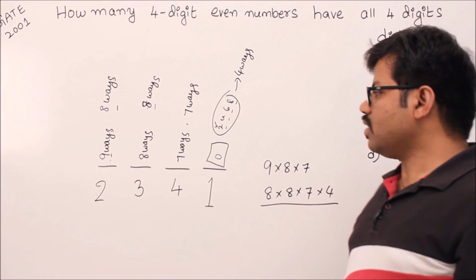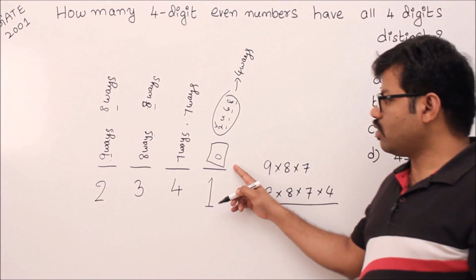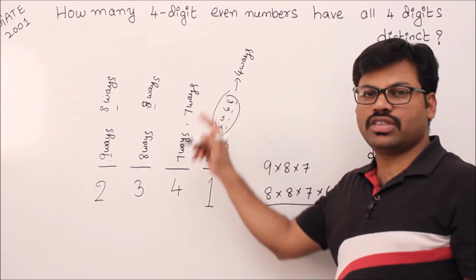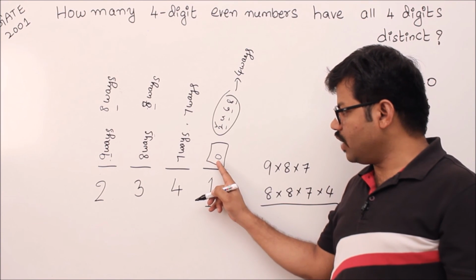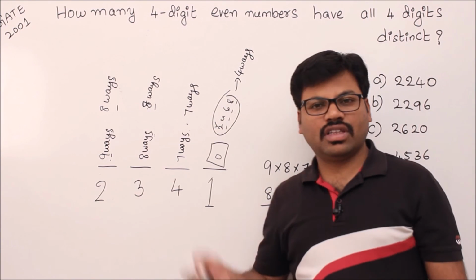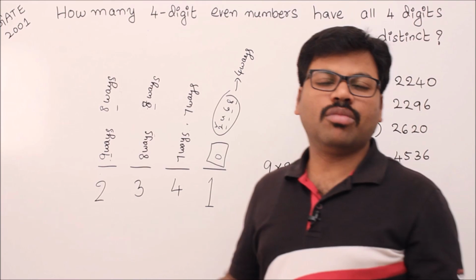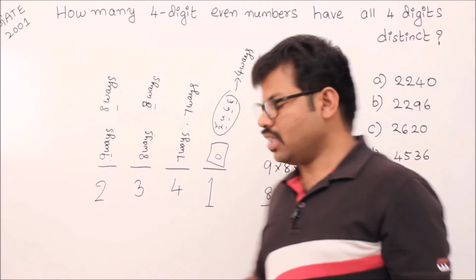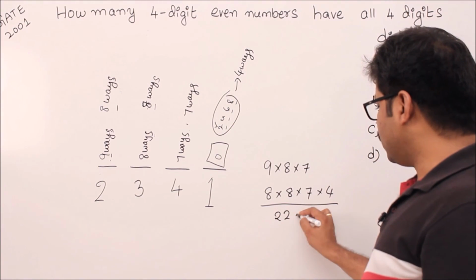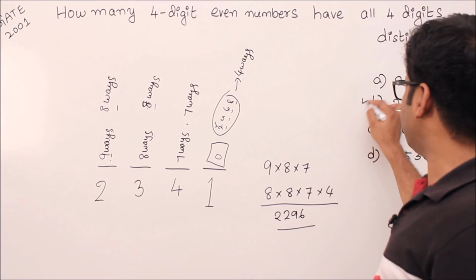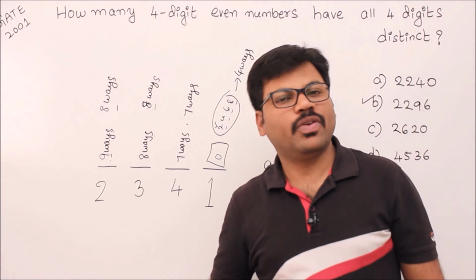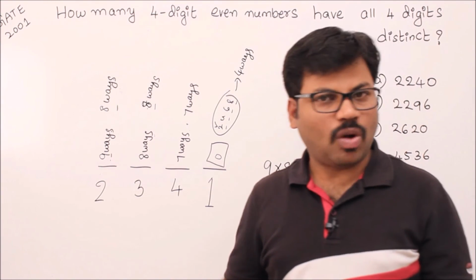Because the solutions are nothing but all these solutions plus all these solutions, because these are all cases where they end with 0 and these are all where they end with non-zero, the total number of solutions is that plus this. It will become 2296 if you simplify. So option B is the right answer. In that way, you can answer GATE questions related to combinatorics.